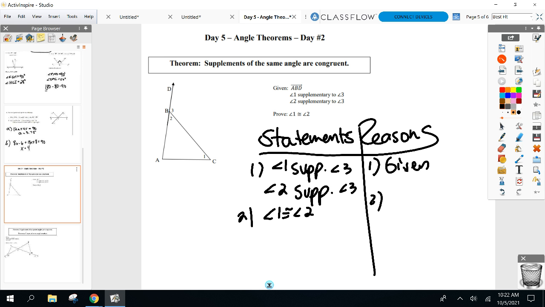So this is just going to be 2 steps, nice and neat. Supplements. And we're only going to do this for supplements. We won't do this for complementary angles, only for supplementary. Supplements of the same angle are congruent.